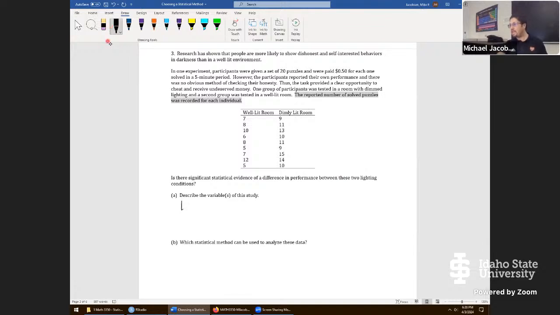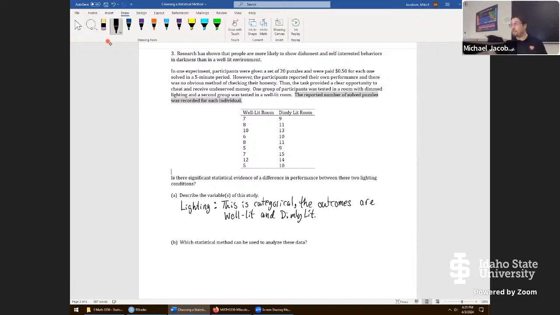Let's first say lighting. That's one of our variables in this problem. And this one is absolutely a categorical variable. When you're in chapter 1, whenever we set a variable as categorical, we also want to indicate the subcategories or the outcomes of the variable. So let's do that here as well. The outcomes are well lit and dimly lit.